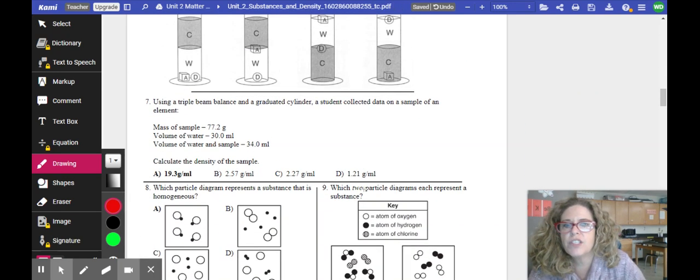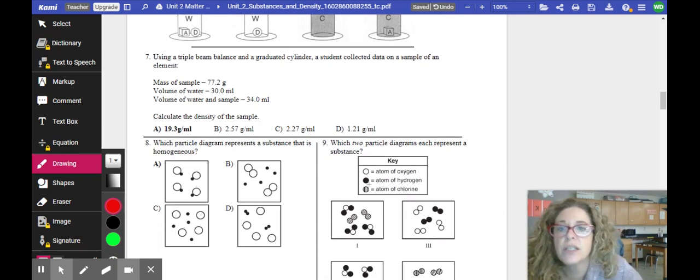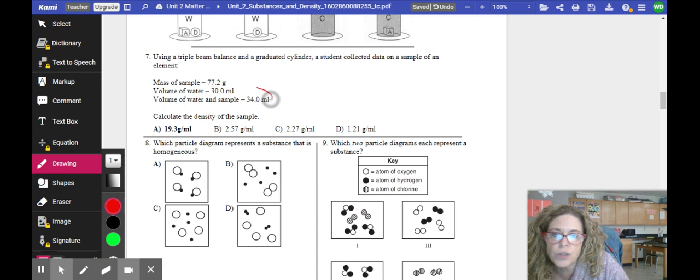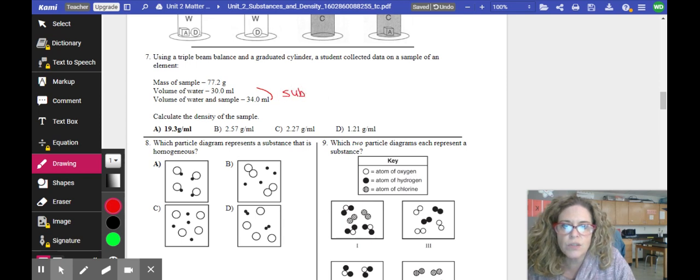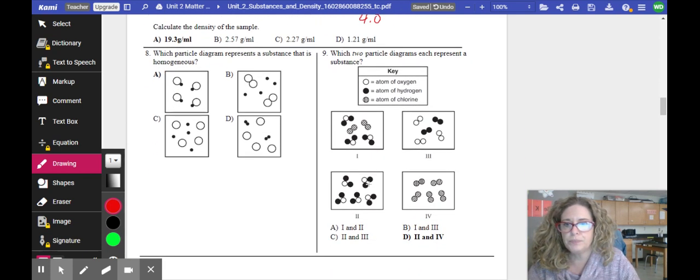So here we have this triple beam balance, and a student, I'm skipping over the next question, question 6, just for the sake of time. So if I have the mass and I have these two volumes, anytime you have two, like a beginning and an ending mass, volume, temperature, anything, you need to subtract those two numbers. So 34 minus 30 is 4, so you're going to end up with mass 77.2 divided by 4.0. Density equals mass over volume, and then that's going to be 19.3.